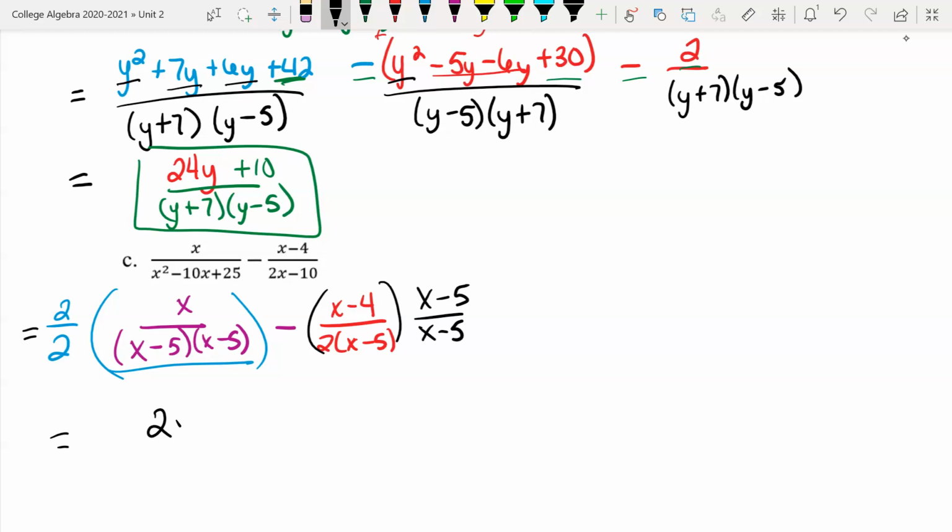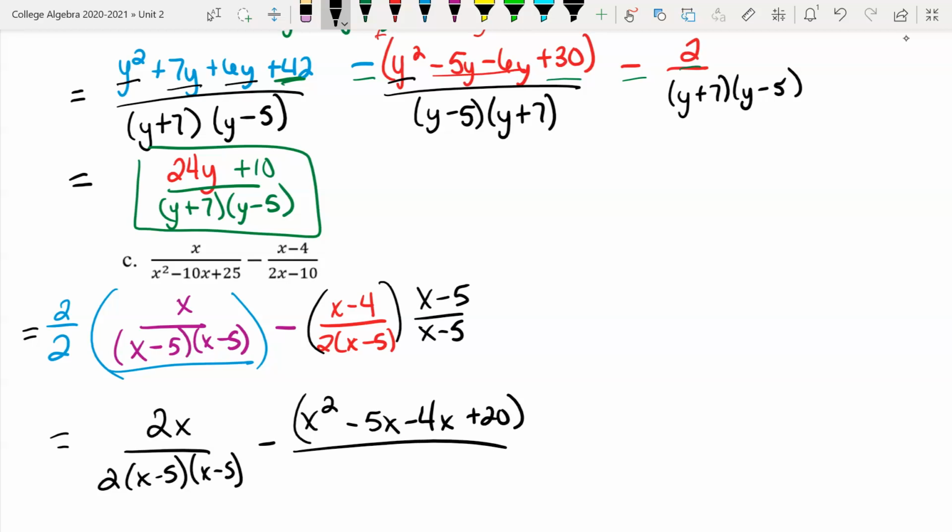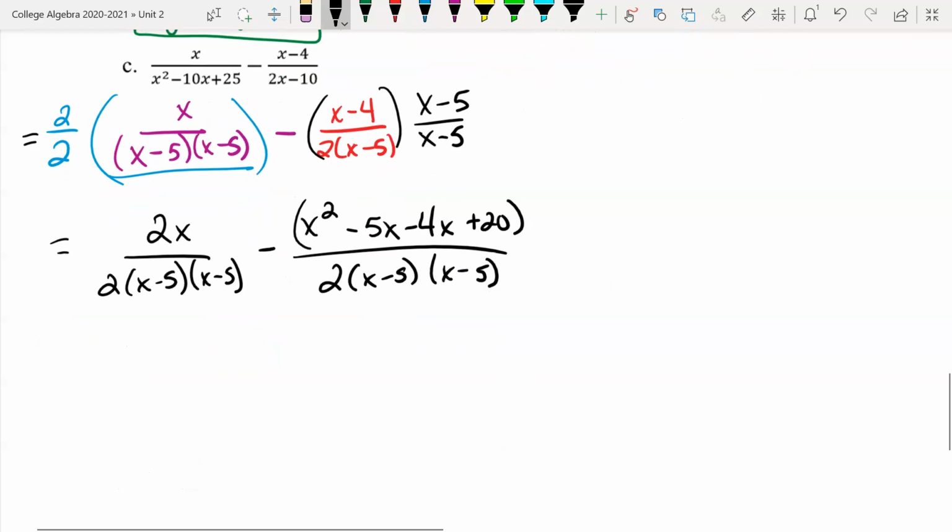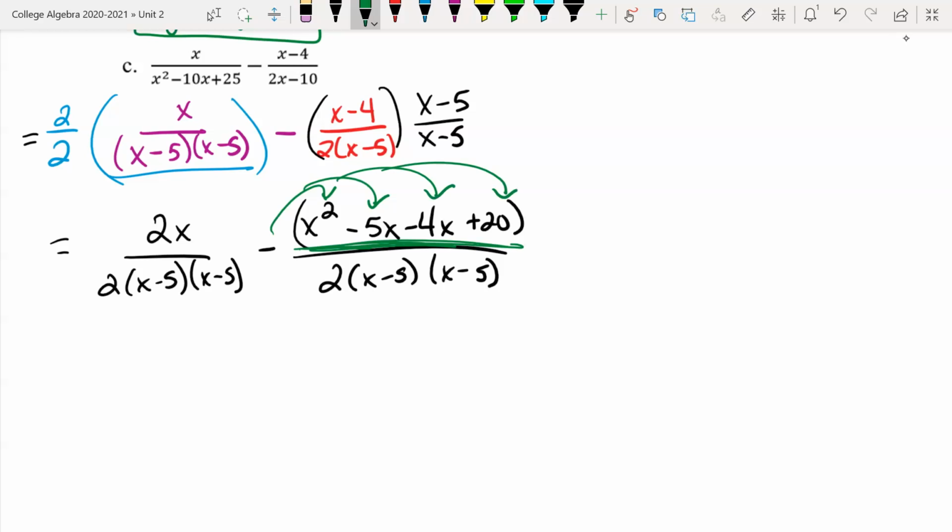So when you do that, you get 2x over 2 times x minus 5 minus x squared minus 5x minus 4x plus 20 over 2 times x minus 5, x minus 5. You kind of notice I've been putting the second one in parentheses because that tells me to distribute that negative. A lot of people forget to do that. So this ends up combining to make negative 9x, but because it's minus a negative, it's going to turn into a positive. So I have 2x plus 9x to get 11x.